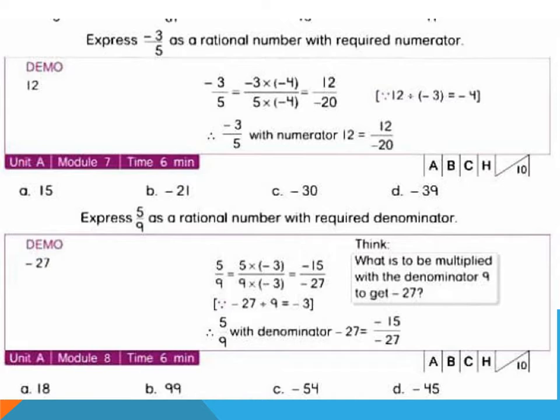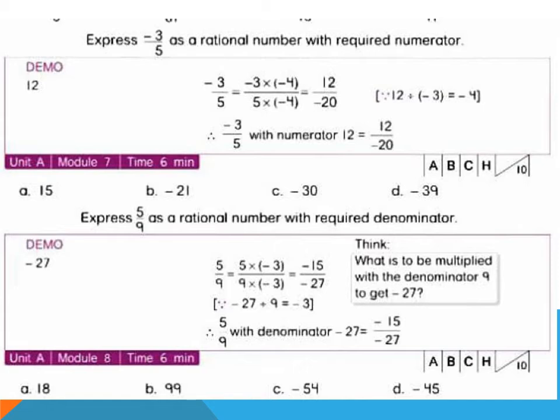We have to express 5 by 9 with the required denominator. Now we have to change the denominator. For example, let me take question number B. We have to express 5 by 9 as a rational number where the denominator will be 99.